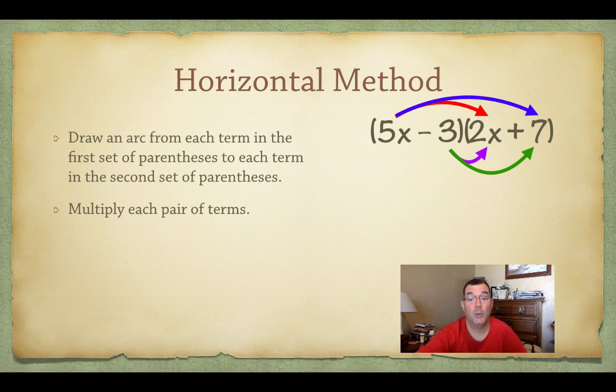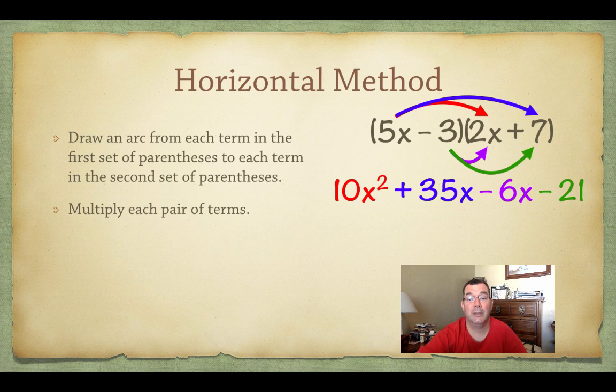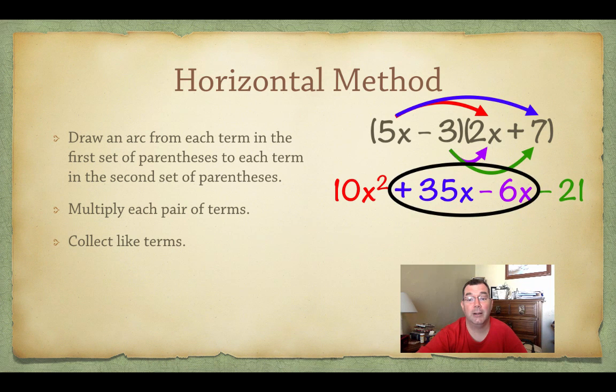All right, so what I'm going to do is multiply each pair of terms and see what I get. Well, the 5x times the 2x joined by the red arrow gives me 10x squared. The 5x and the 7 joined by the blue arrow gives me plus 35x. The negative 3 and the 2x joined by the purple arrow gives me negative 6x. And the negative 3 times the 7 joined by the green arrow is negative 21. Again, I have like terms in the middle, so my answer is actually 10x squared plus 29x minus 21. All right, so that's another method to do it, if that's what you're comfortable with.